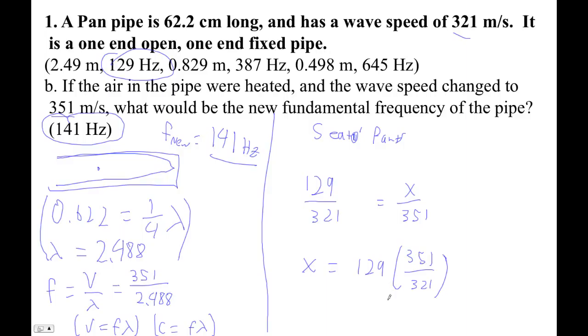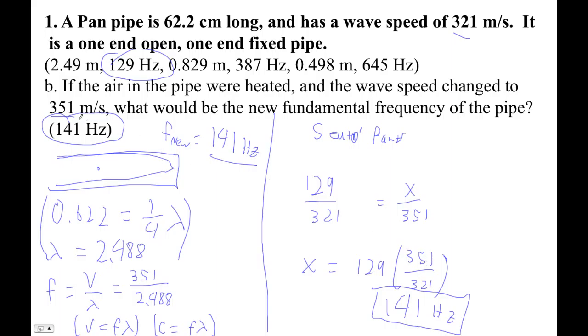You can do this with the ideal gas law too, it's my favorite. 129 times 351 divided by 321. And indeed, I get 141. I'm slightly off because I rounded this answer. That's a slightly rounded answer, but there it is.